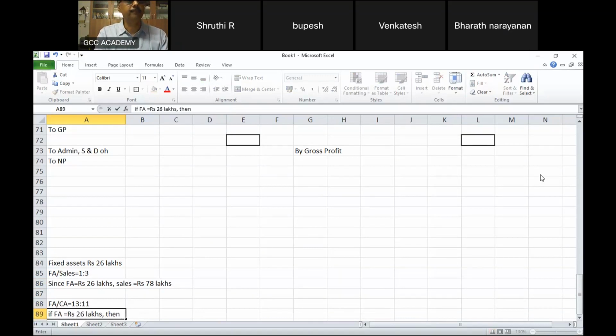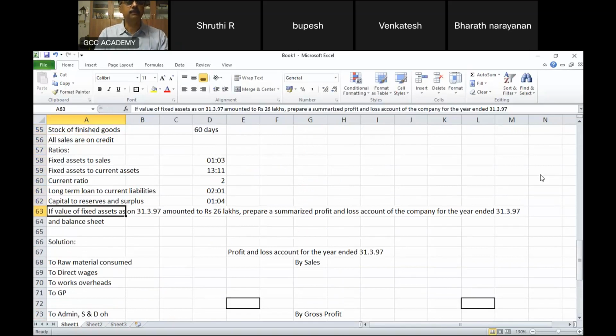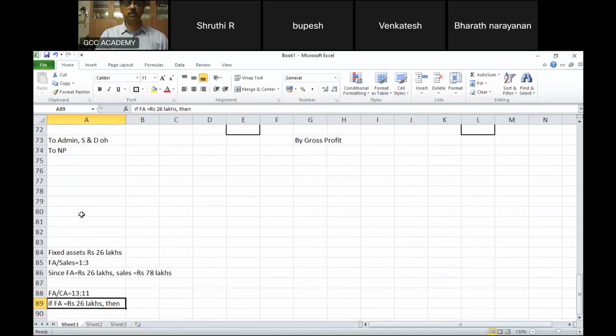And 26 lakhs in the question? I have given it in the question, sir. Fixed asset, you did not look at it separately, sir. Capital reserve and surplus is there, sir. Fixed asset 26 lakhs. Okay, I'm holding.